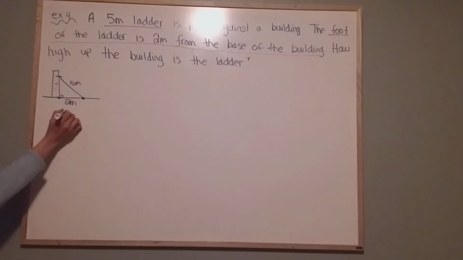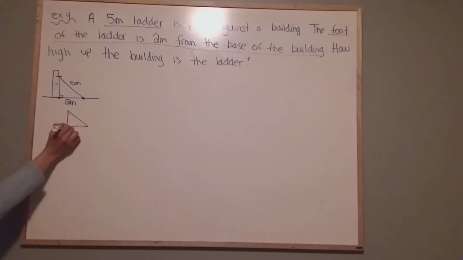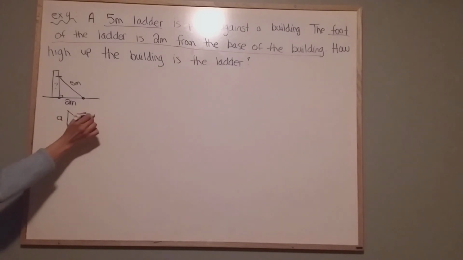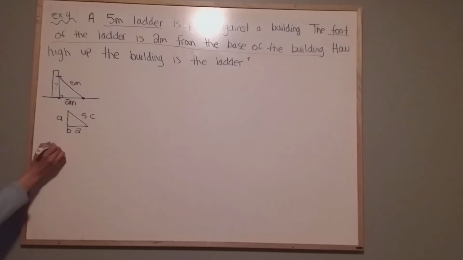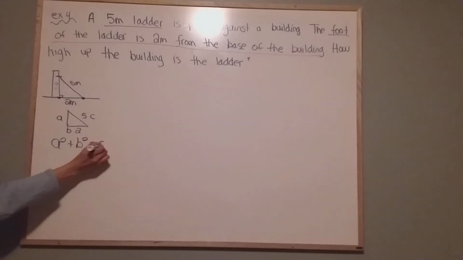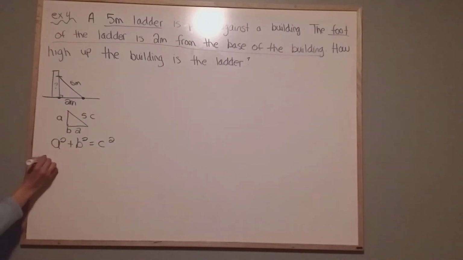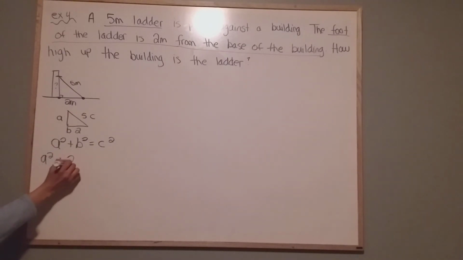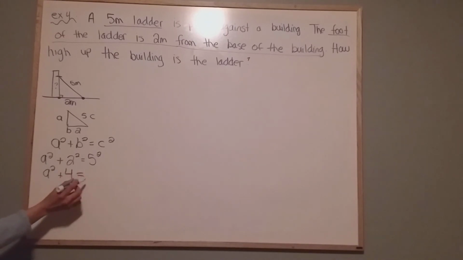So from that picture, I can draw my triangle, which is 2, 5. My A is missing. That's my B, and that's my C. Again, I use my formula, A squared plus B squared equals C squared. I don't know what A squared is. B squared is 2 squared, and C squared is 5 squared. A squared plus 2 squared is 2 times 2, which is 4. 5 times 5 is 25.